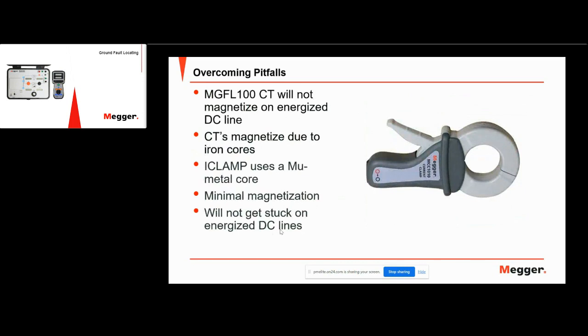Well, what we do is we have a customized CT that has a mu metal core, and this is basically a nickel alloy core, and it will not magnetize like an iron core will. So even if you put this on an energized line, it will not get stuck. And we have even smaller clamps that work with flux gate technology that also will not magnetize on energized lines, so it eliminates that potential issue.